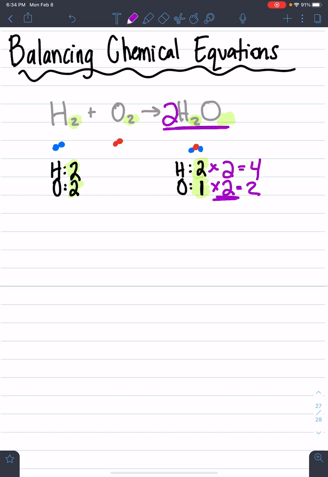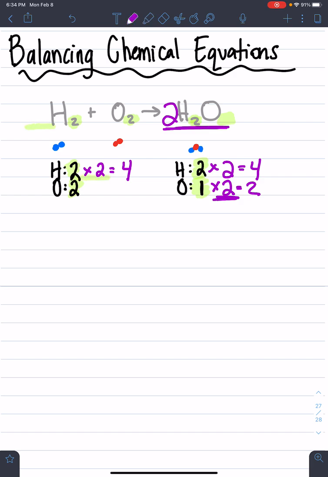So we get 4. Now if we check to see if our equation is balanced, we see we have 2 hydrogens on this side, and now we have 4 hydrogens on that side. So it's not balanced still. So we have to multiply hydrogen now by something to get to 4. So luckily we know 2 times 2 equals 4. And remember, if I put something down here, I have to put it over here.